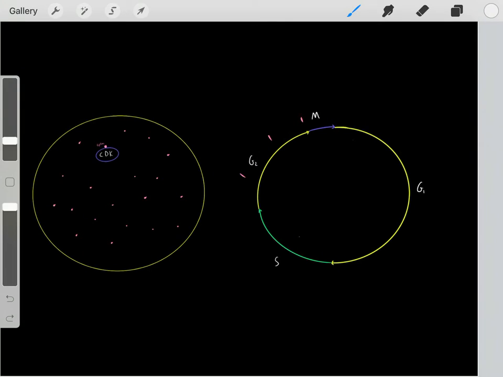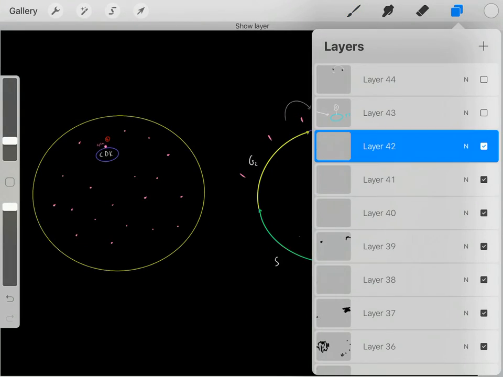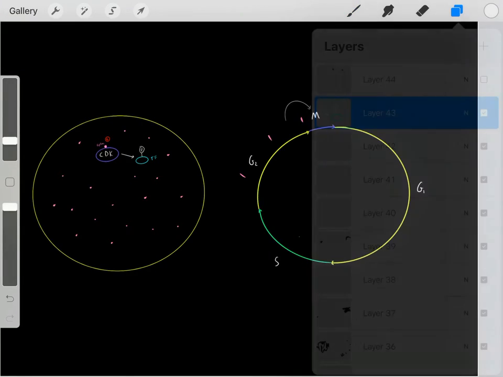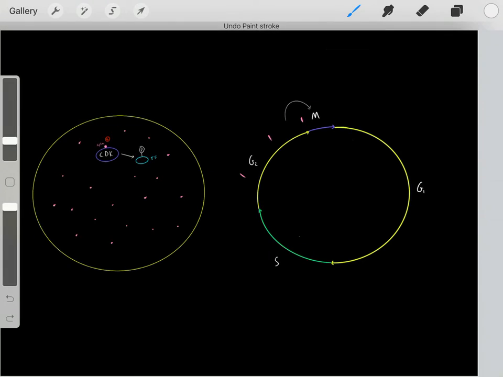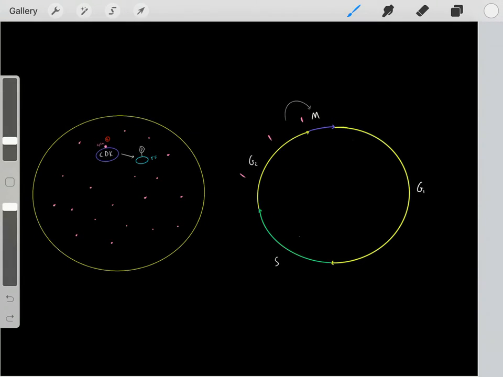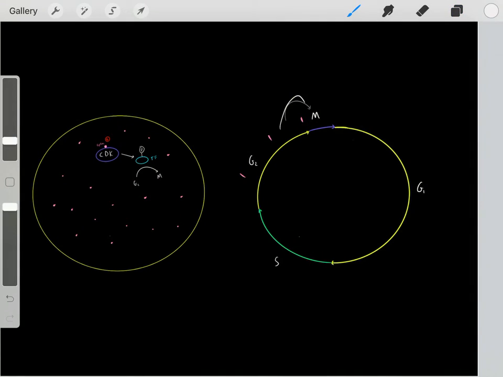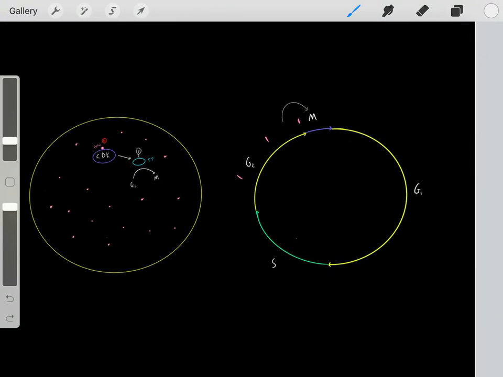And remember, once we have a lot of cyclins, they bind to the cyclin-dependent kinase. Now it's activated, so it can act as a kinase, phosphorylating transcription factors. Now these transcription factors are activated, and they can turn on genes, which create proteins that allow the cell to go from G2 to mitosis. So this is the cell cycle.